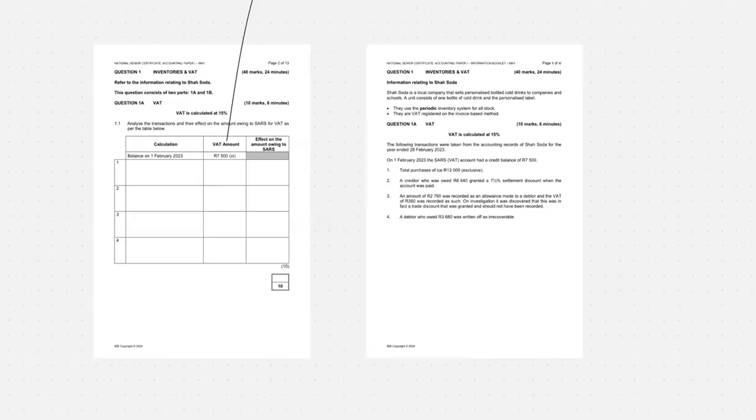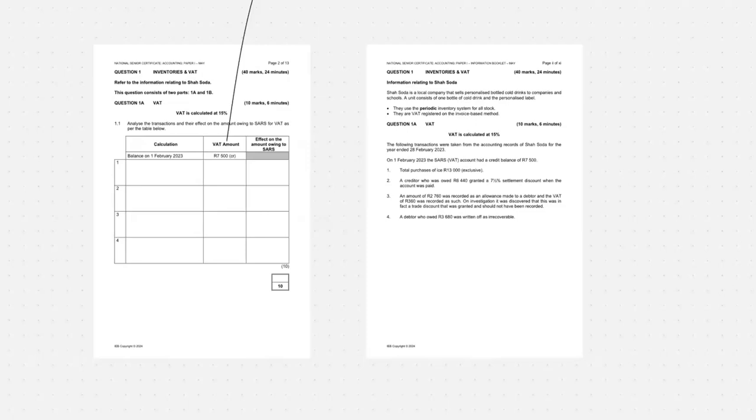Now, what do they want us to do in this table? They want us to look at transactions 1 to 4 and calculate what the VAT amount will be and how that VAT amount will affect the amount we owe to SARS. Will it increase the amount we owe or will it decrease the amount we owe? Does that make sense? You guys can even use the emojis. I think there is an option to use the thumbs up emoji or something.